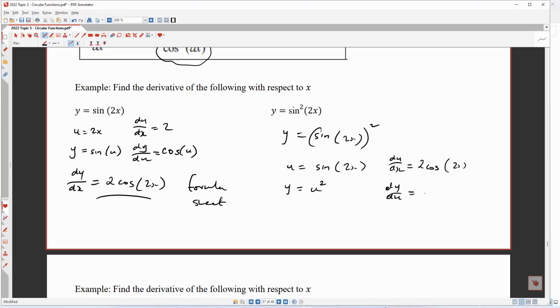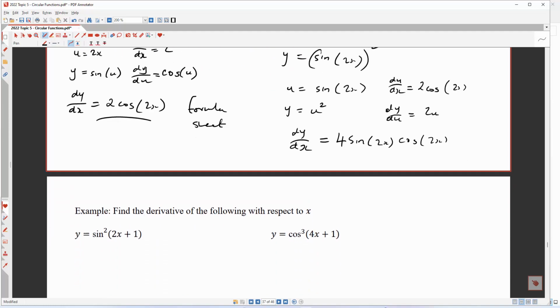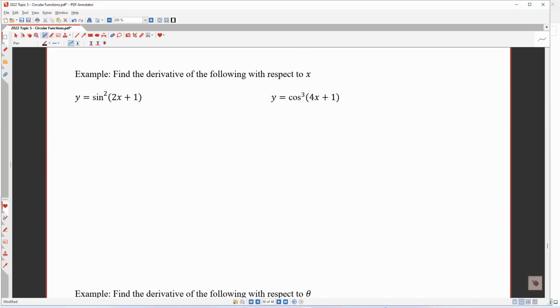dy du is 2u. Alright, so that multiplied by that, so we're going to say that dy dx is 2 times 2, which is 4, u is sine of 2x, and then it's this thing here. So that with the u sub in it, multiplied by this, so cosine 2x. All right, I think there's an identity that is in play when you multiply sine by cosine, but we're just going to leave our derivative as this.